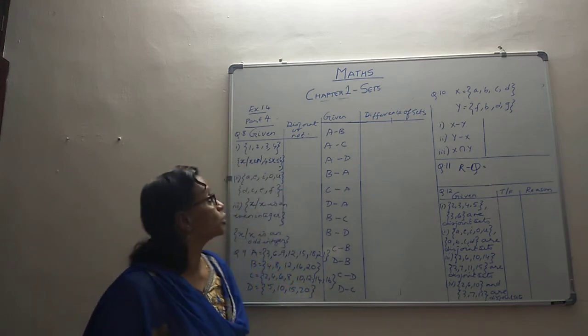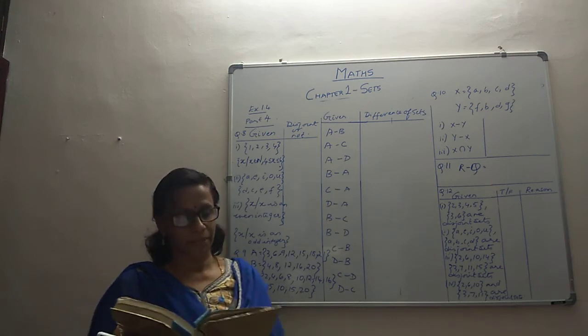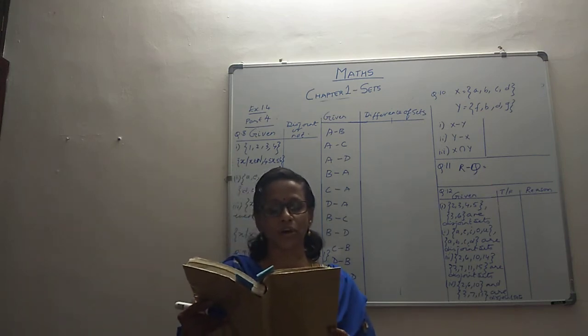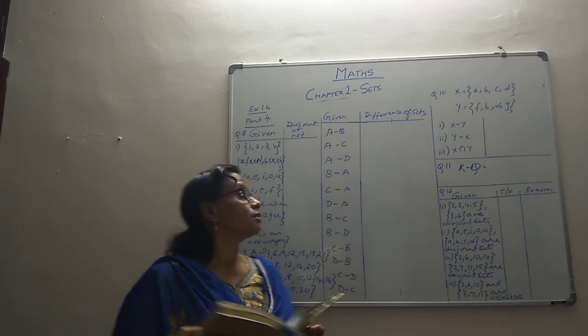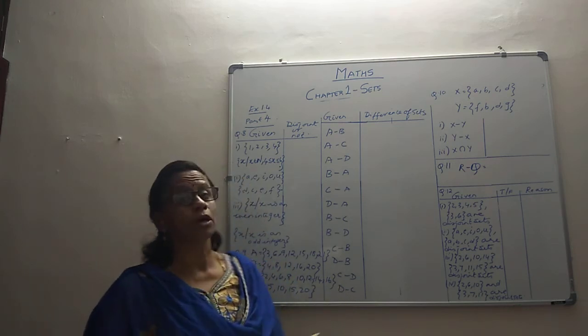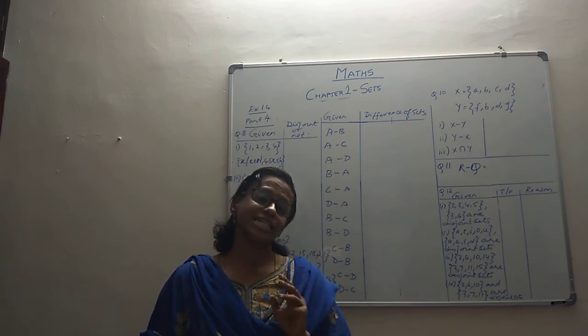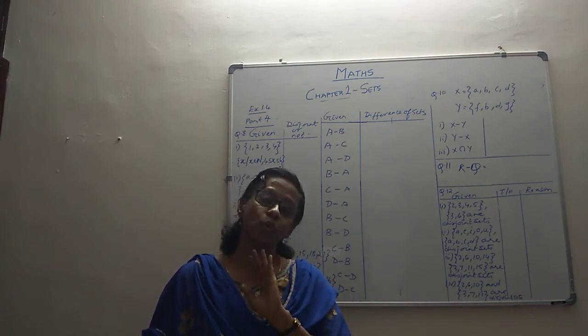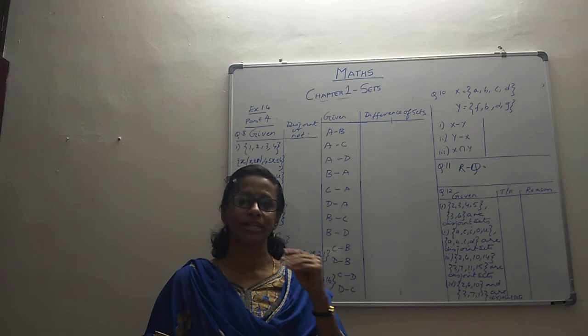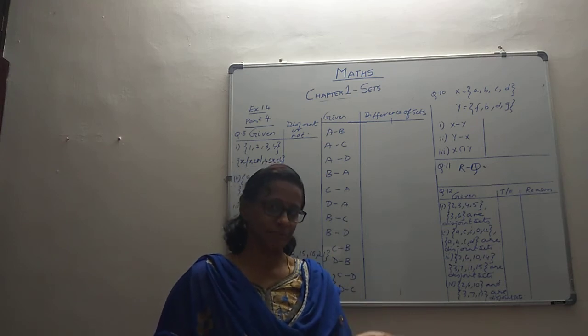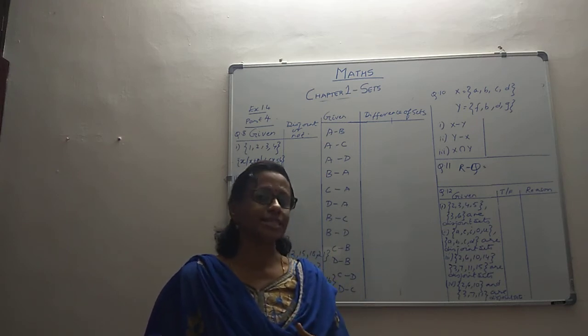So let's go to the question right away. We are in question number 8. The first thing that we're taking up here is about disjoint sets. What is the meaning of disjoint sets? Two sets are said to be disjoint when they have no element in the intersection. When the intersection is an empty set, at that time we call those sets disjoint sets.